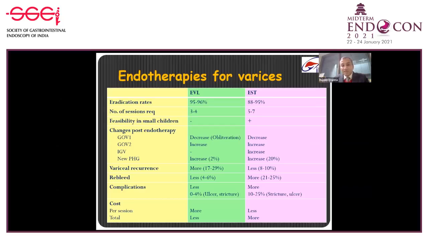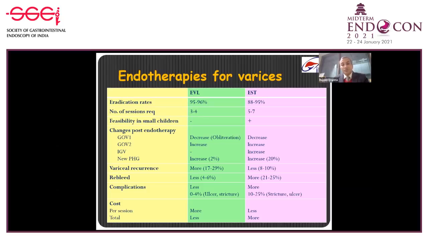Variceal recurrence is more with endoscopic variceal ligation in comparison to endoscopic sclerotherapy. The number of sessions is less with EBL. So there is faster eradication with band ligation in contrast to sclerotherapy, and the rebleed rates are more with sclerotherapy, and more chances of complications with sclerotherapy in the form of stricture and ulcer formation.